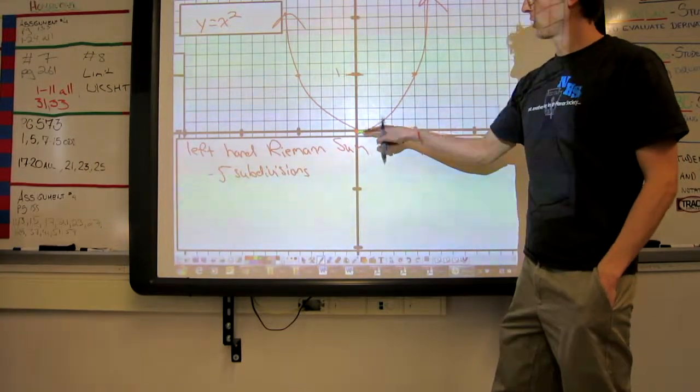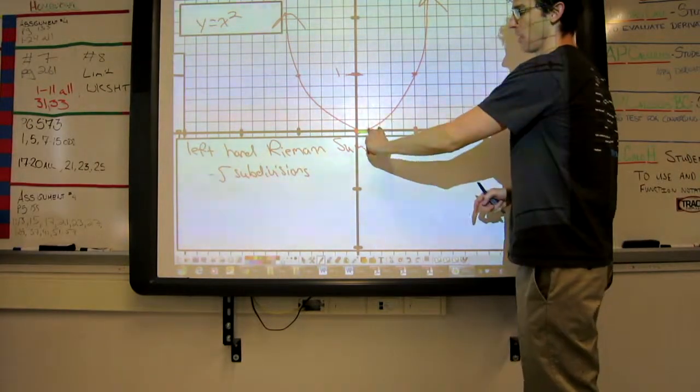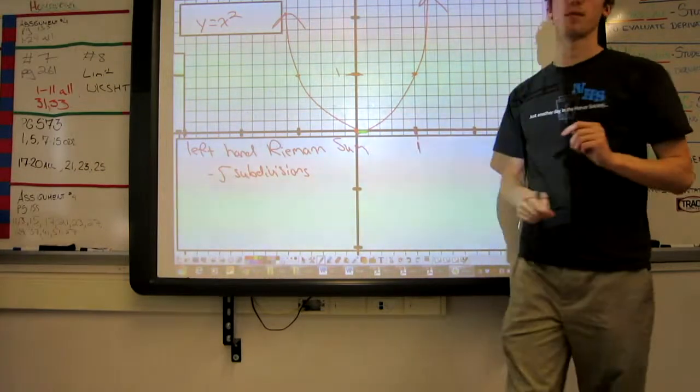Here's, what's the width? I'll call this the height and this the width. What's the width of each of my rectangles if I have 5 subdivisions?